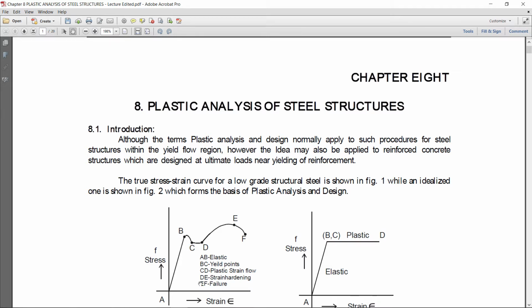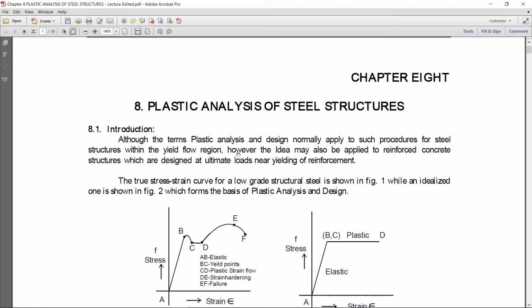Here is a stress strain curve of a yielding material like steel. From A to B, that is the elastic region. From B to C, that is the yield point. From C to D, that is the plastic strain flow. From D to E, that is strain hardening. In strain hardening, steel again starts taking the load, and from E to F, that is failure.